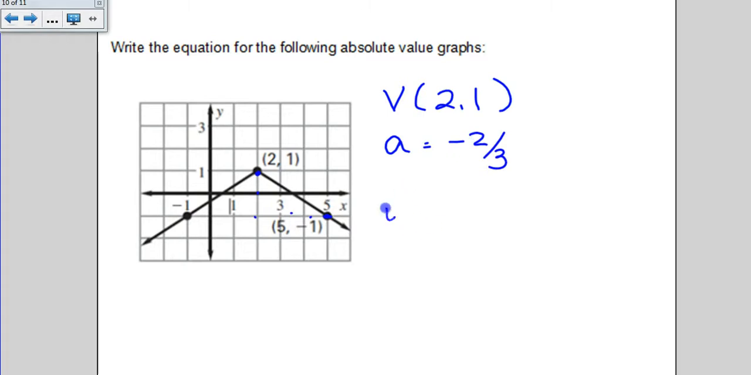So let's put this all together. Y equals, my slope was a negative 2/3. And then remember, inside the absolute value bars, it's always x minus the x-coordinate. So the x-coordinate of my vertex was a 2, and then plus the y-coordinate, or the k. So our answer is y equals negative 2/3, absolute value, x minus 2, plus 1.